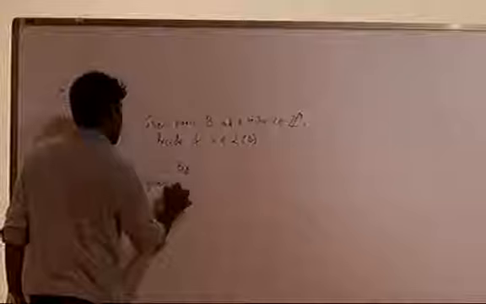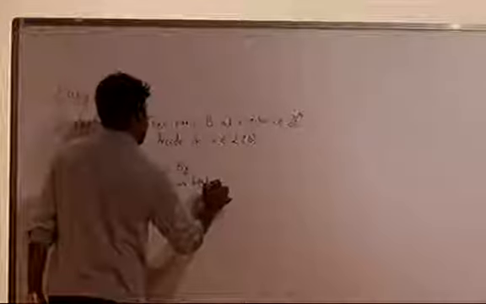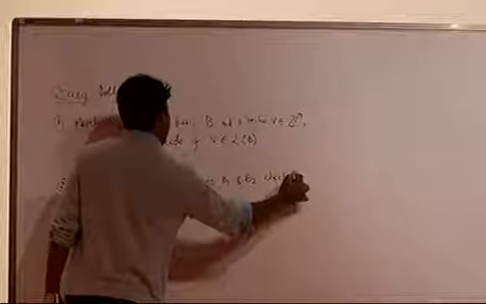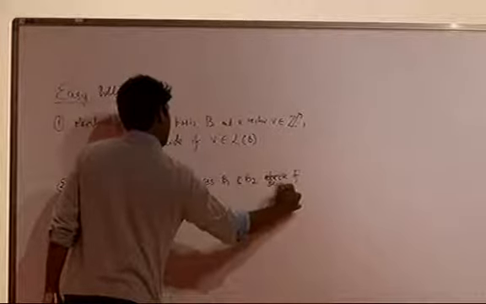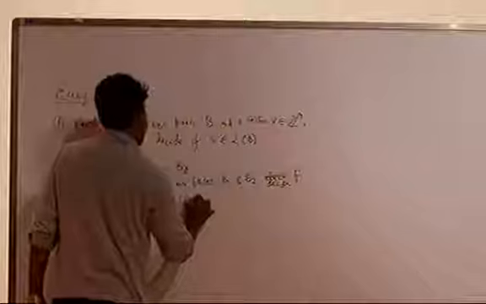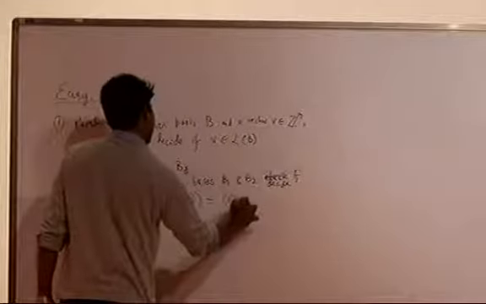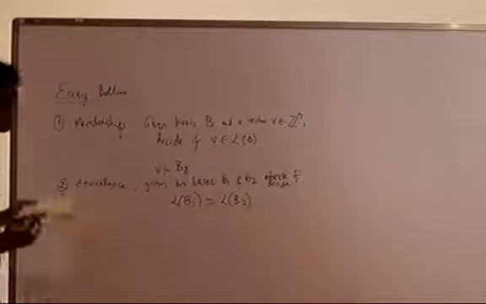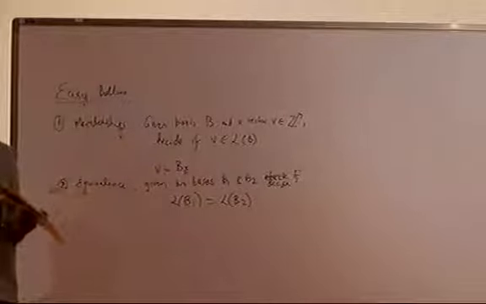The second problem is equivalence. Given two bases B1 and B2, decide if the lattice generated by B1 is equal to the lattice generated by B2. Clearly easy. How do you solve this? Any ideas?